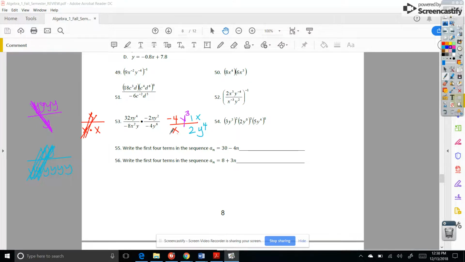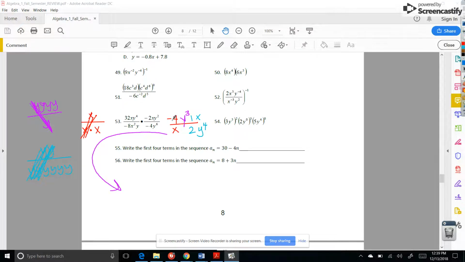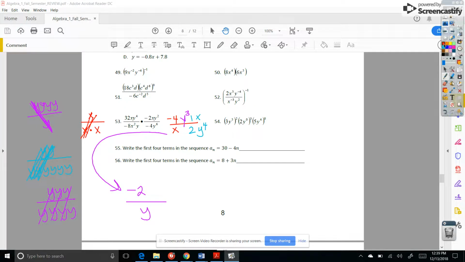Okay, I'm going to continue down here, just continuing. I have -4 divided by -2 is -2. 3 y's now in the numerator, 4 y's down in the denominator. I have 1 y left in the denominator. And then I have an x in both. X in both. That'll cancel out. So that's my answer.